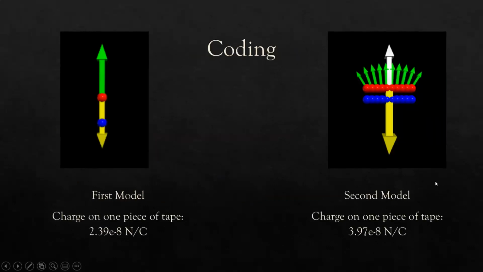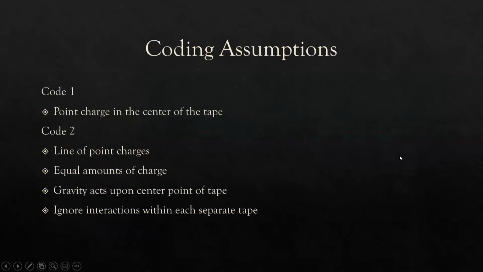Here are my results from the coding portion of the lab. My first model assumed that the charges were point charges in the center of each tape, and I got a result of 2.39 × 10⁻⁸ newtons per coulomb. My second model assumed that there were lines of point charges distributed evenly across the tape, and I got a result of 3.97 × 10⁻⁸ newtons per coulomb. Here are a couple of coding assumptions.